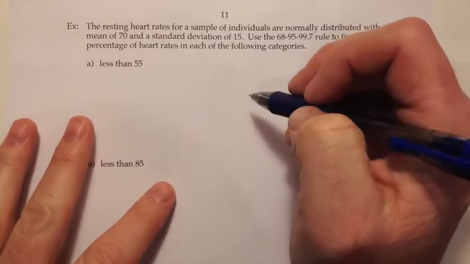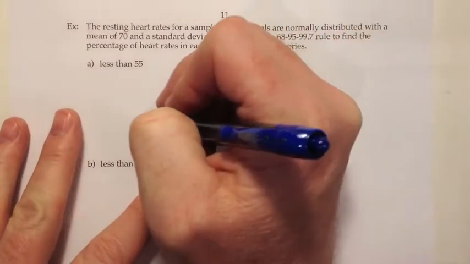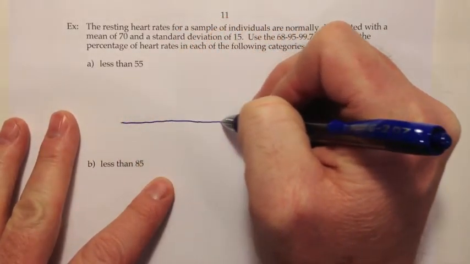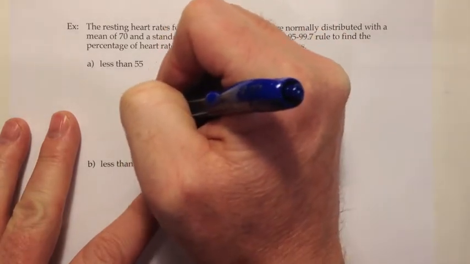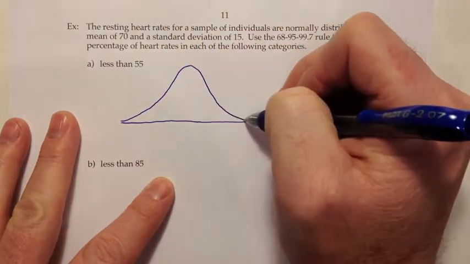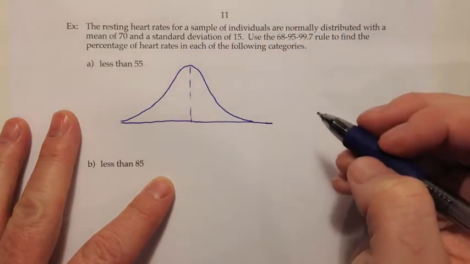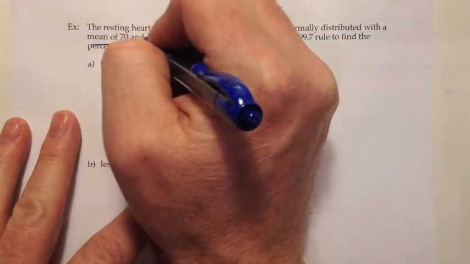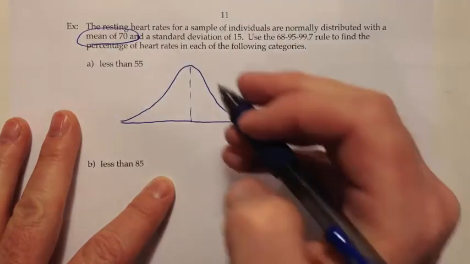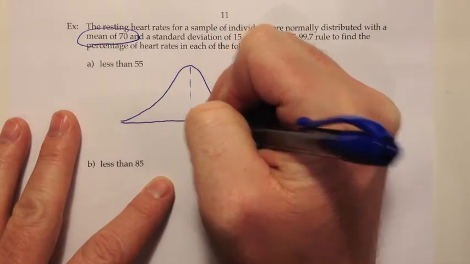So here's my strategy on this. The first one is I want to visualize it. So I'm going to draw in a bell-shaped curve. So I'll draw in my axis, draw in a bell-shaped curve, and near the peak, if I drop down, that's supposed to be the mean. And it says in the problem that we have a mean of 70 for this distribution. So I'm going to put 70 right there.